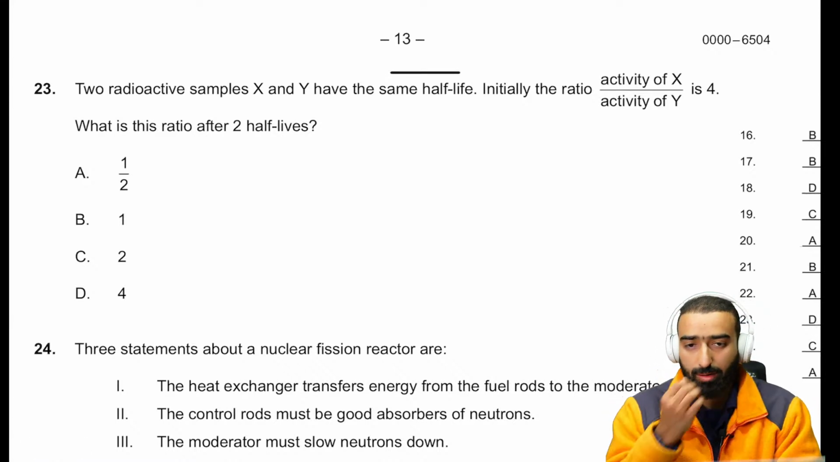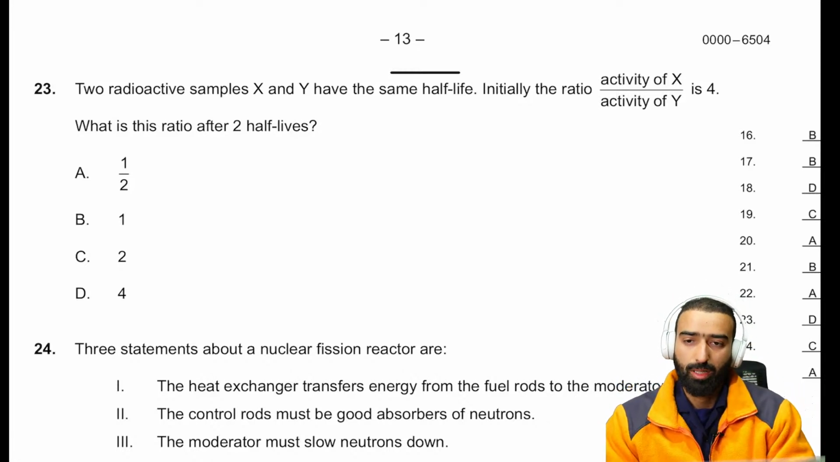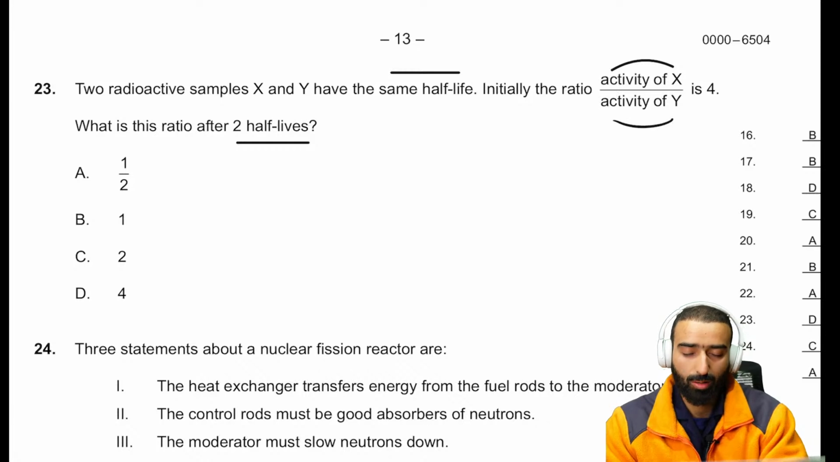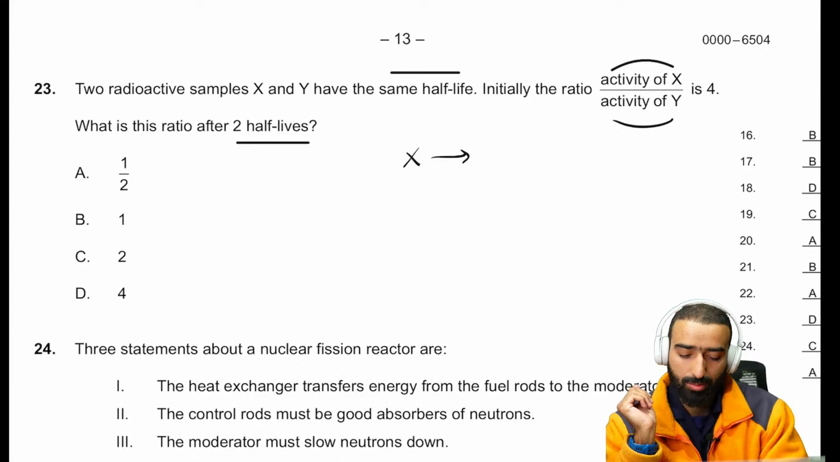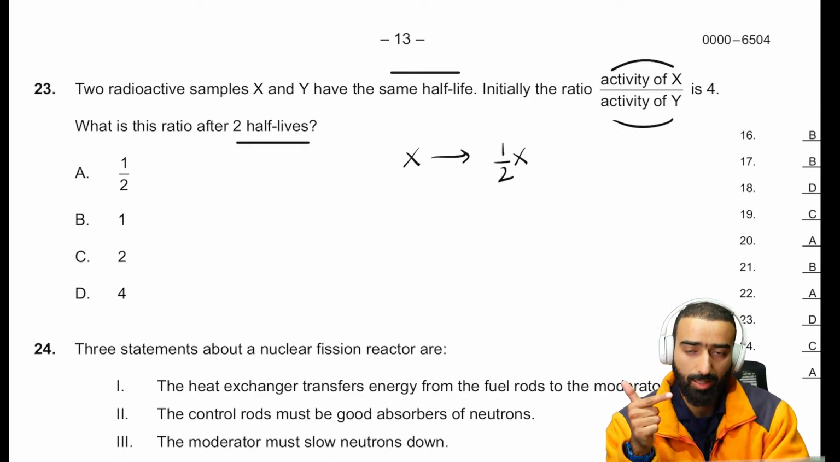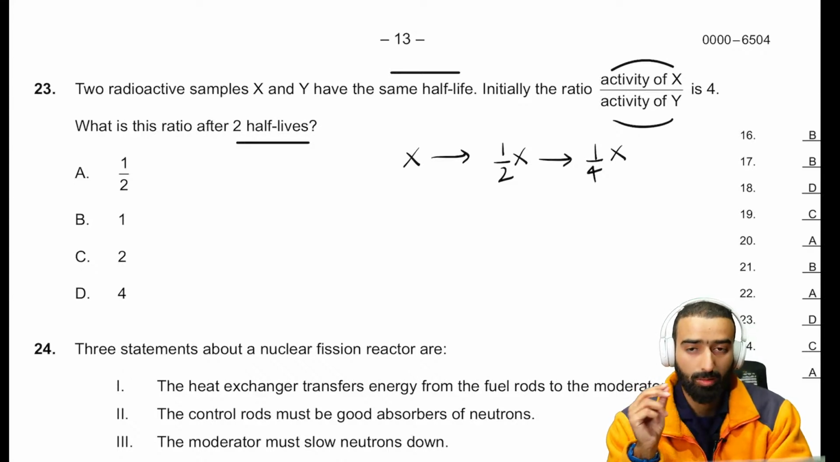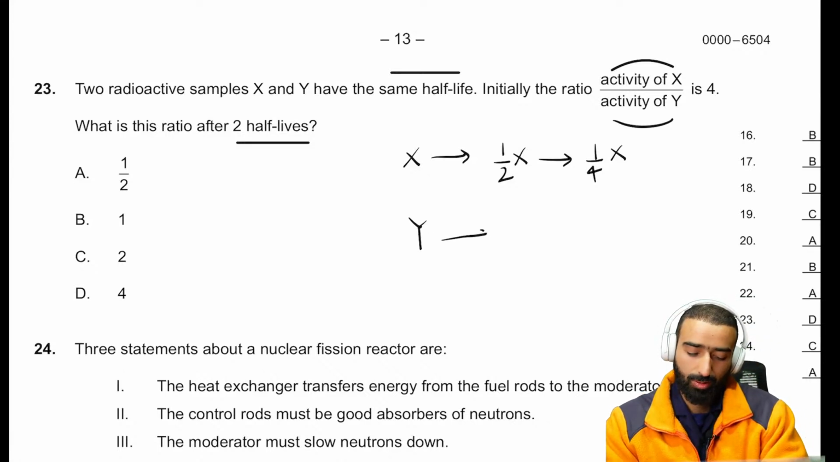Initially, the ratio of activity of X to activity of Y is 4, and we are supposed to find the ratio after two half-lives. Okay, so now the activity of X and activity of Y are going to fall by the same rate. In one half-life, the activity of X is going to fall to half its original value. In another half-life, it's going to fall by another factor of half. So the activity is 1/4. The same is going to happen to Y. It's going to fall to half its original value, then again half its original value.